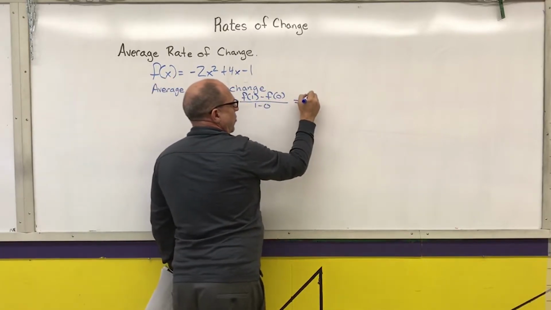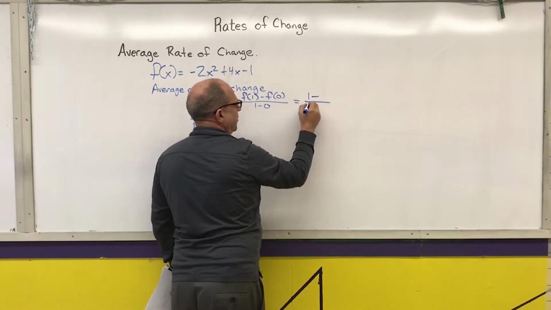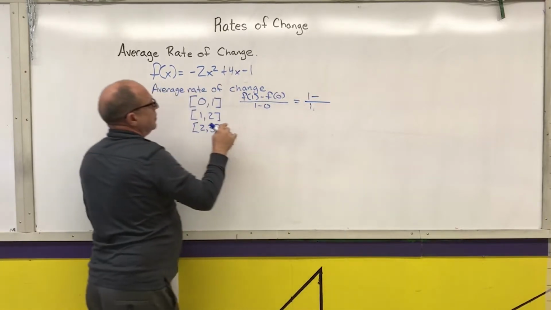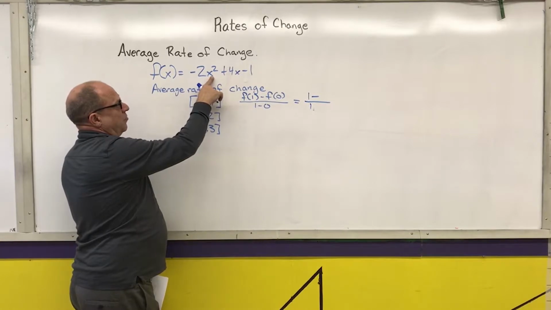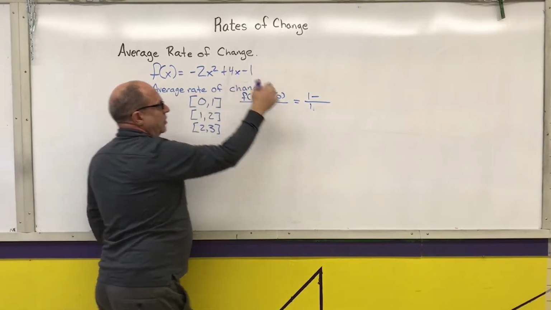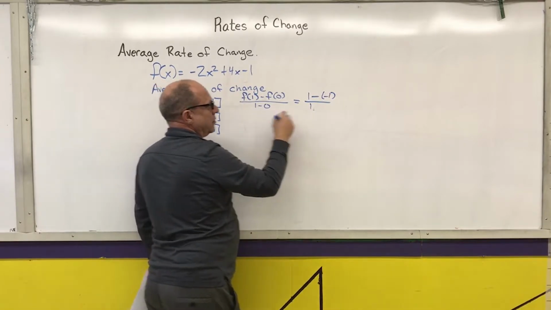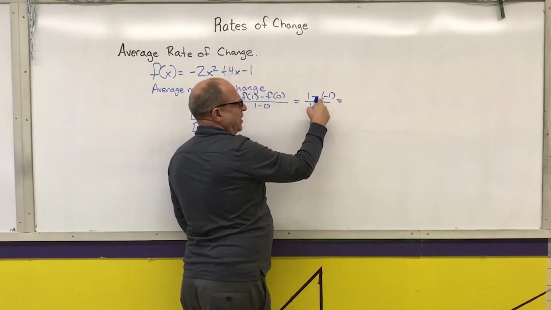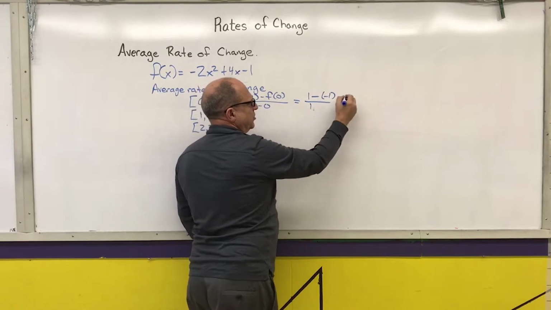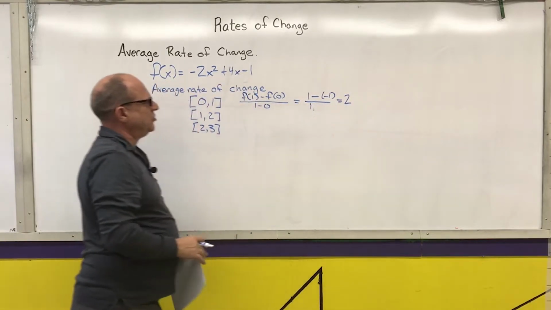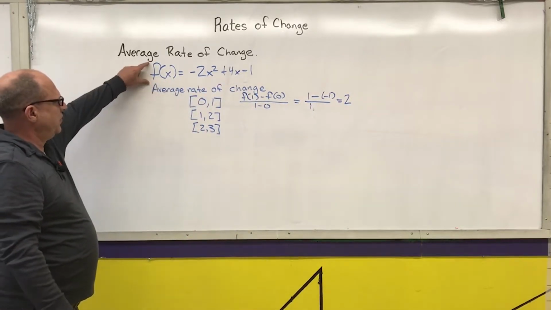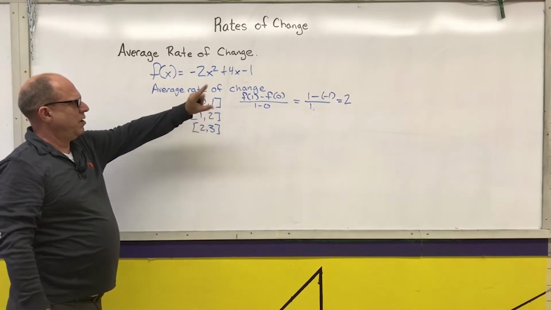So I'm going to end up with 1. Put a 0 into my function. That term goes away. That term goes away, and I get a minus 1. 1 minus 0 is 1. 1 minus a minus 1 is 2. 2 over 1 is 2. So the average rate of change of this function over the interval from 0 to 1 is 2.